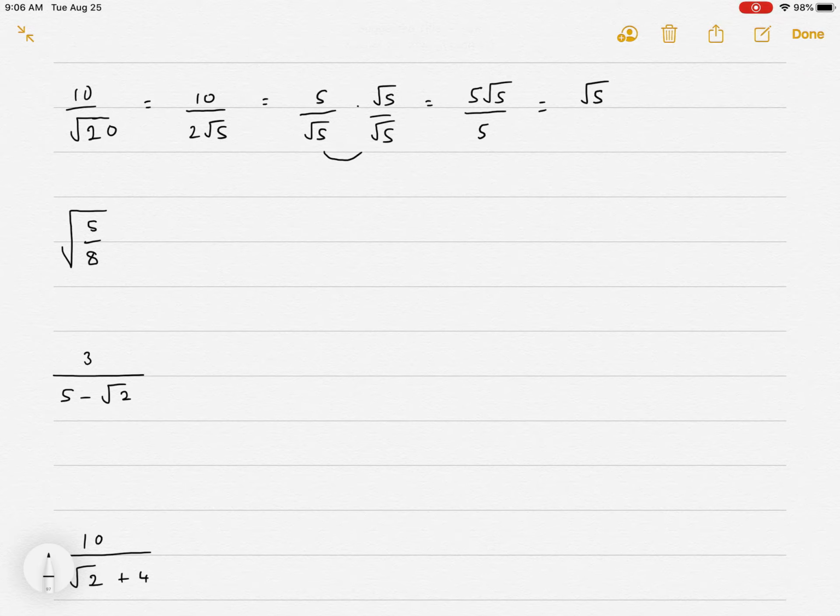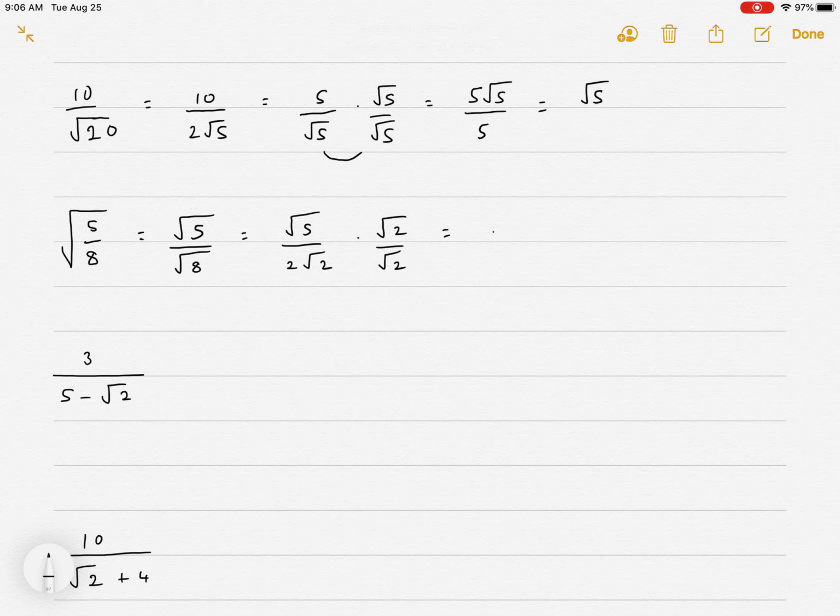Second problem here, I'll look inside the radical to see if the fraction reduces. It doesn't. So I'm going to break it up. Radical on top with the numerator, radical on the bottom with the denominator. The square root of 8 is 2 square roots of 2. I'll begin my rationalizing. Multiply top and bottom by the square root of 2.